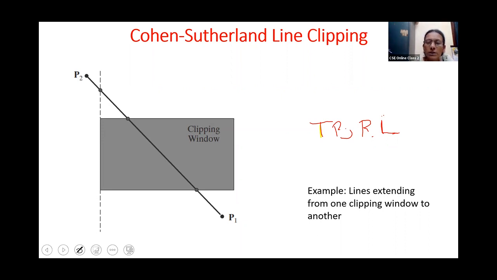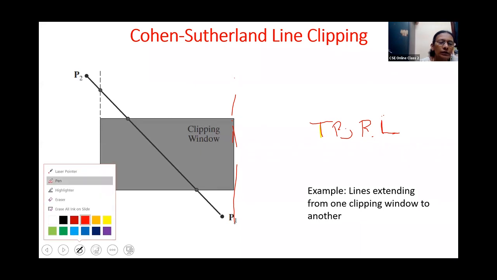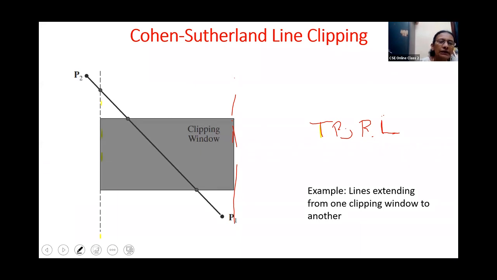Now this is my right boundary. The left boundary is already shown. So now for this point P1, this is my left boundary. And this P1 is not to the left of the left boundary. So the code is 0.